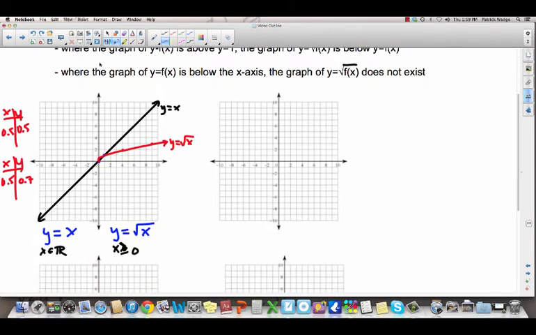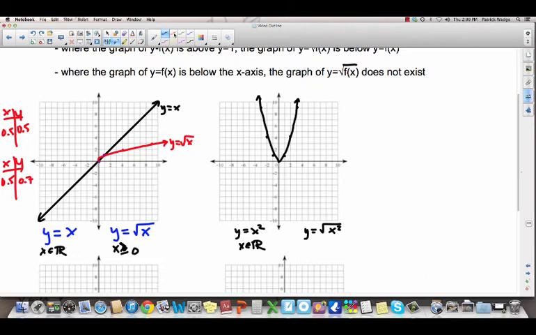So the next one I want to do is y equals x squared, and y equals the square root of x squared. All right, we've done y equals x squared a whole bunch of times. Looks like this. What is the domain of that? All reals.